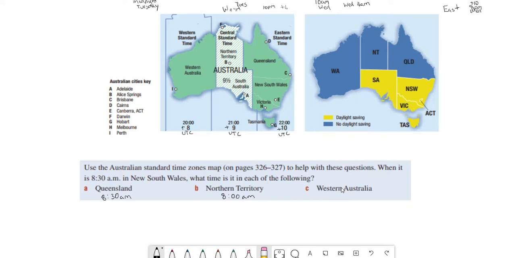And Western Australia, well, you can see that Sydney is UTC plus 10, Western Australia is UTC plus 8, so that means it's 2 hours behind, which means it's going to be 6:30 p.m. in Western Australia.